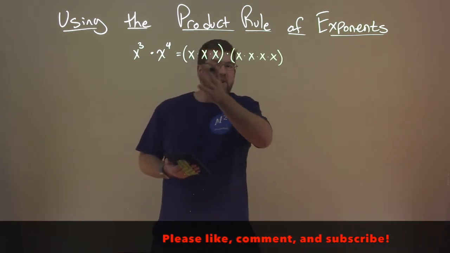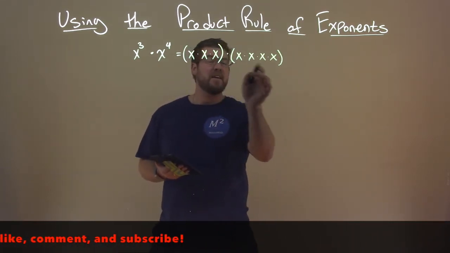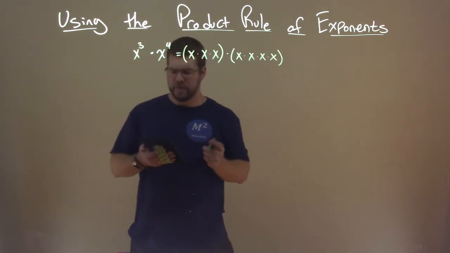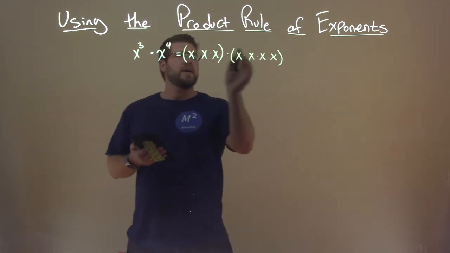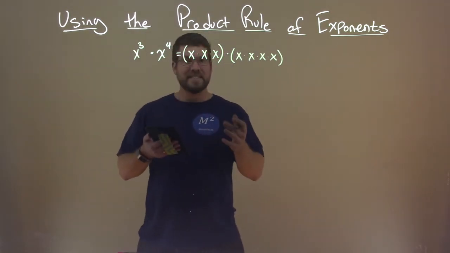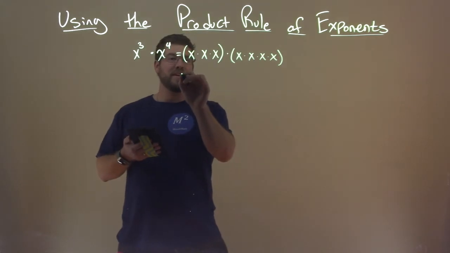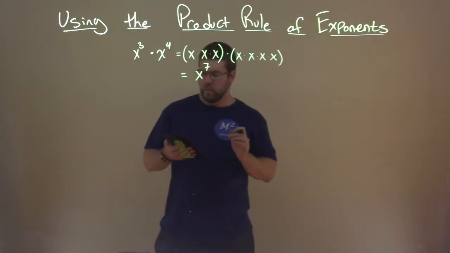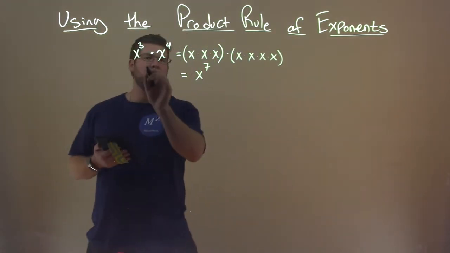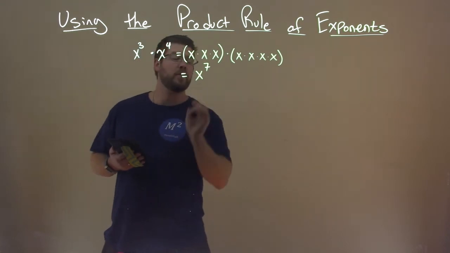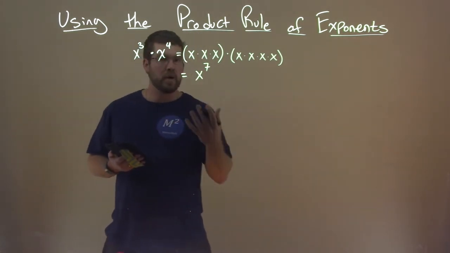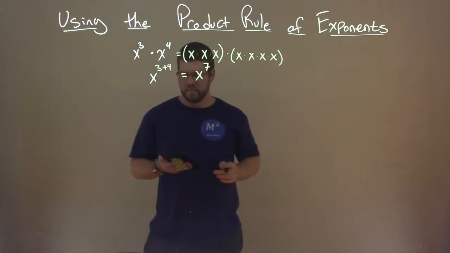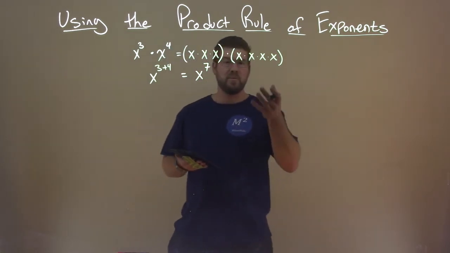So now we're multiplying. Since it's all multiplication, we have really seven x's, right? X times x times x times x times x times x times x. Okay? So we have three here, then four. Combine that together, it is seven being multiplied. So we have really x to the seventh power. So what do we notice here? x to the third times x to the fourth is equal to x to the seventh. 3 plus 4 is 7, so that's like x to the 3 plus 4 power. And now we just saw our first example of the product rule.